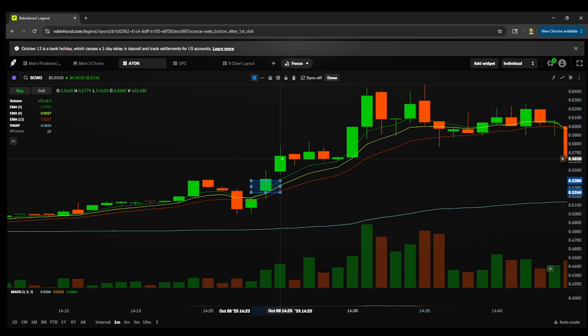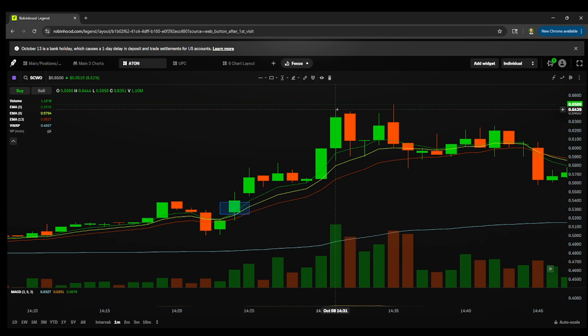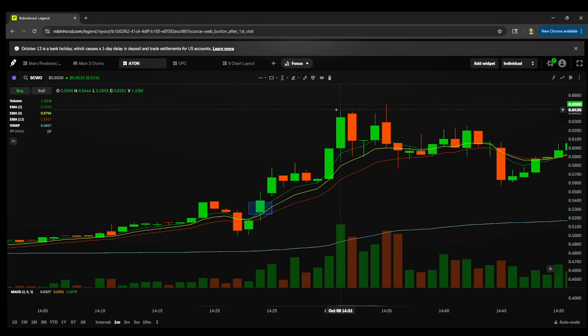Let's say you never actually cut. It moved sideways. You're still in that original position, and bam, look what happens. I mean, that's a nice move from here to there, right? Probably a good 15-20% move.